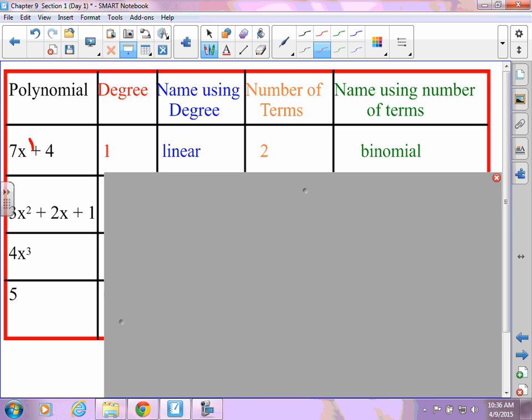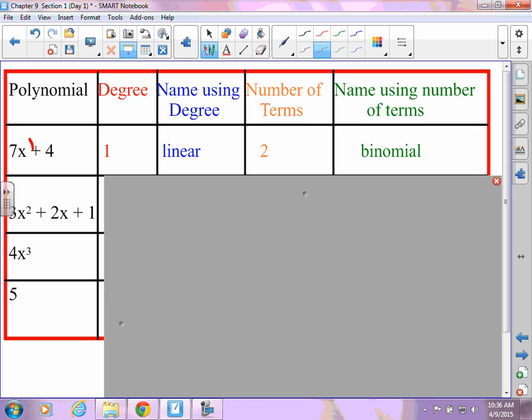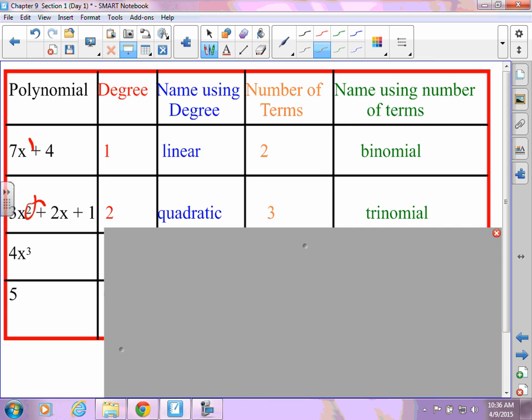Now let's take a look at this next one, okay? 3x squared. See, that's the highest exponent. And then I've got a 2x. I got the x, and then I got the number here. The highest exponent here is a 2. Okay, so 2, and look on your iPads. Notice that it's a quadratic. Okay, now take a look at 4x cubed. Highest exponent is a 3. Look on your iPads. It's cubic.